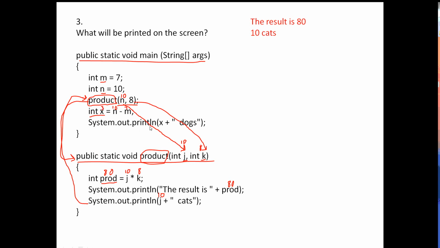Then we're going to print and we're going to call the variable x, which we just found out has been assigned 3. So we're going to print 3 dogs. And there you go. That's the end of the main method. So therefore the program is done.